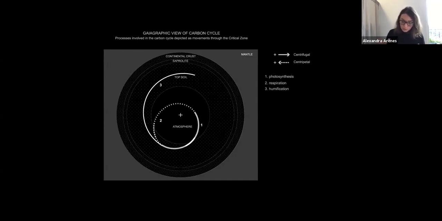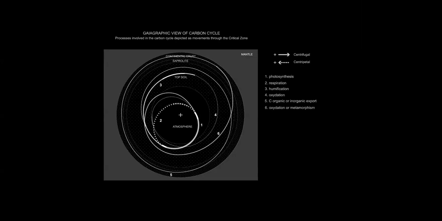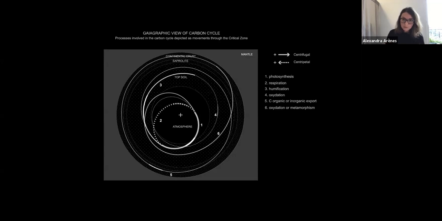And to do so, we continue to work with the scientists of the critical zone, and with one of them, a geochemist, we started to devise a tool that will trace the cycle of the carbon that we see here in this short animation. And it uses a particular code, a graphic grammar, and uses spirals to visualize the speed at which the element is passing through the different Earth layers.